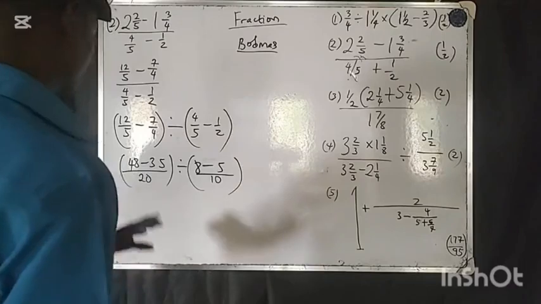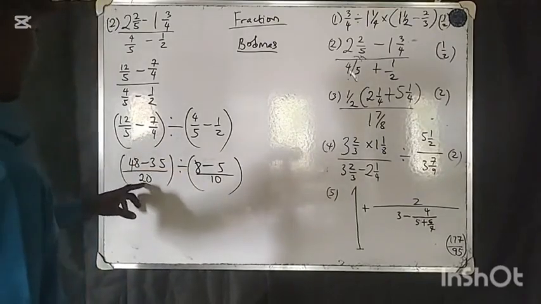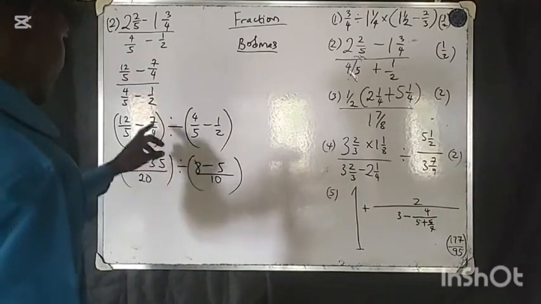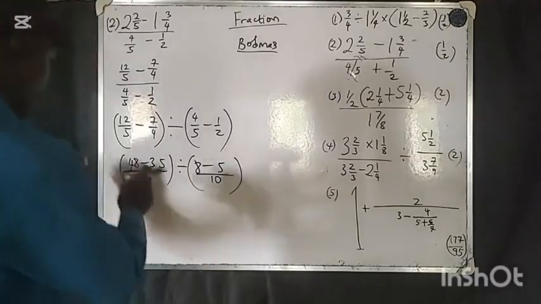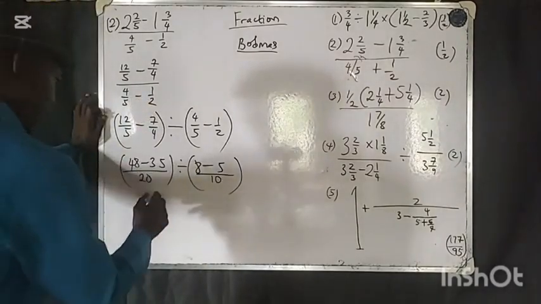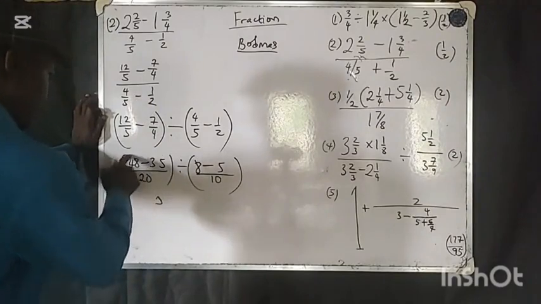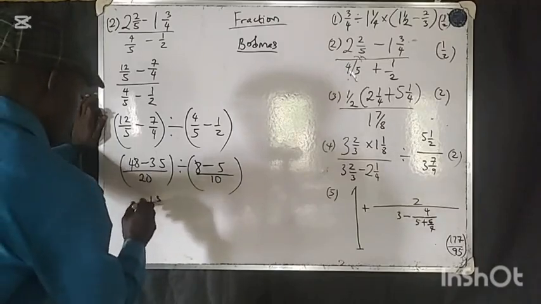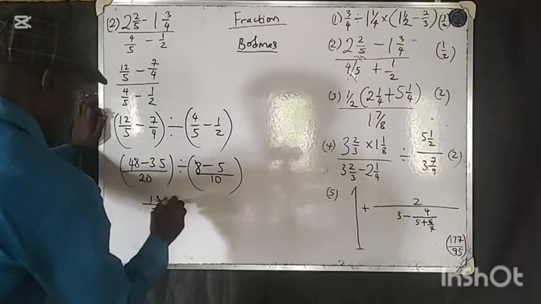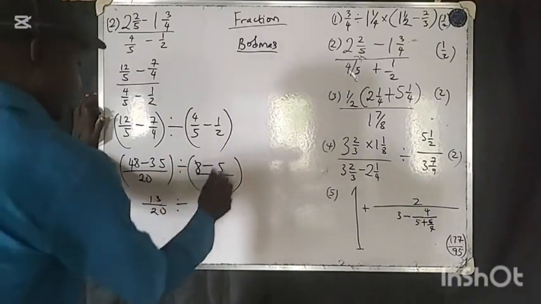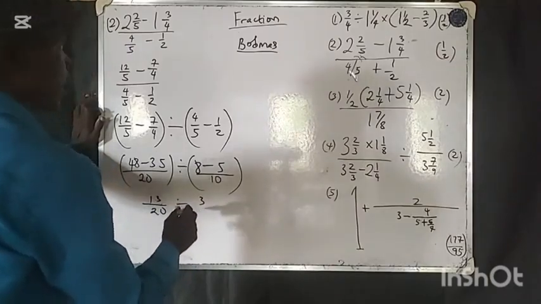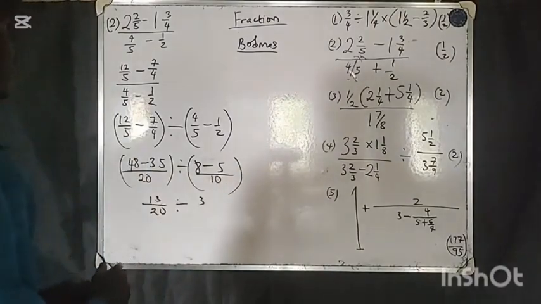So let's cross check. 5 goes in 20. That's 4. 4 times 12. That's 48. 4 goes in 20. That's 5. 5 times 7 is 35. So let's subtract 8 minus 5. That will be 3. 4 minus 3. That will be 1. So here we have 13 over 20. Divide by 8 minus 5, that will be 3. That will be 3.